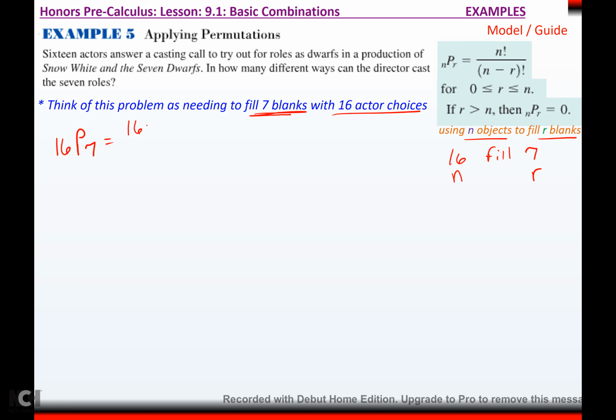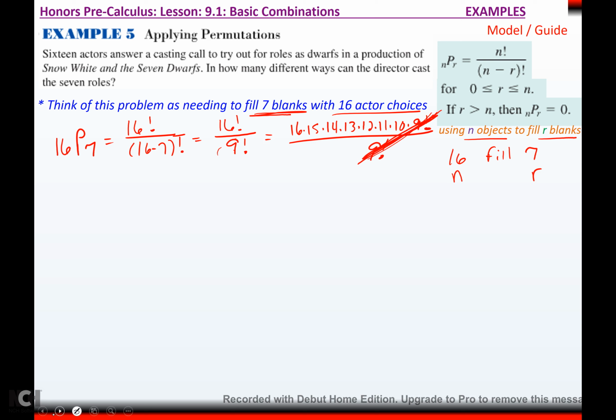So that would be 16 factorial over 16 minus 7 factorial. That would be 16 factorial over 9 factorial. That would be 16 times 15 times 14 times 13 times 12 times 11 times 10 times 9 factorial. I'm not going to keep going because I know on the bottom I have 9 factorial. So the 9s, 8s, 7s, 6s, 5s, 4s, 3s, 2s, and 1s will all cancel. And that product on top is my solution.